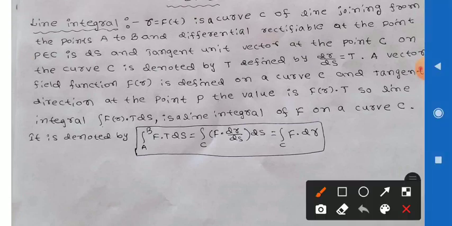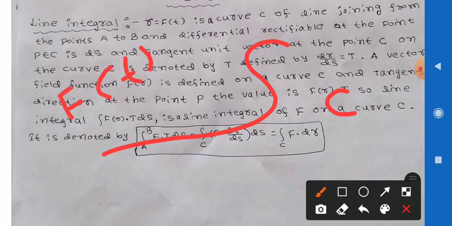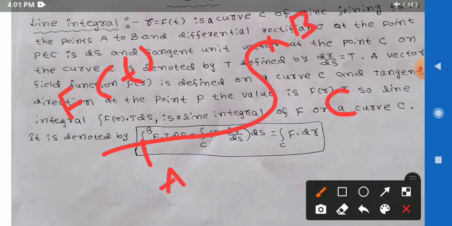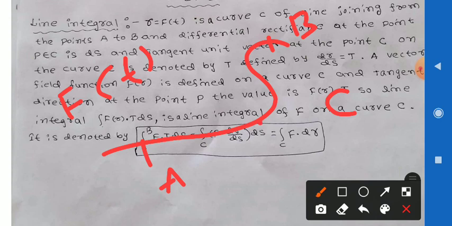Here the curve is like this, and this is the curve C, and this is a point function, f of t, with points A and B. Here we have taken the points A and B. In the curve AB I have taken a point P. At the point P I have drawn a tangent. The tangent T is dr/ds at that point P.